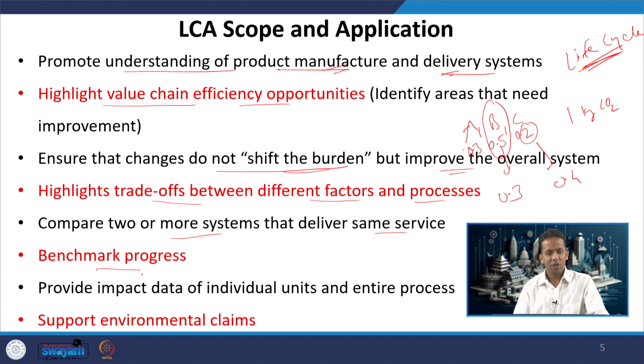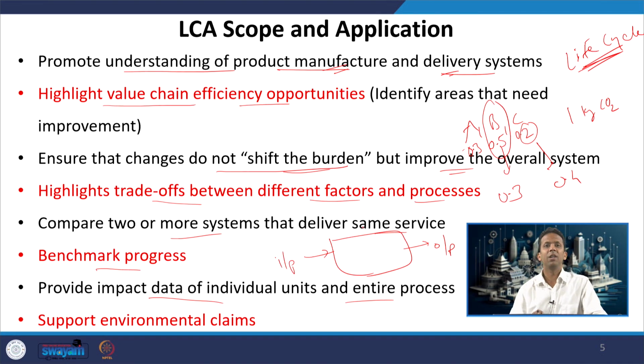Benchmark progress, and provide impact data of individual units and the entire process. If we have a big system and we take it as one single system, the entire system will have some inputs and some outputs, for which life cycle assessment can be performed, and one final value for overall impact can be obtained.